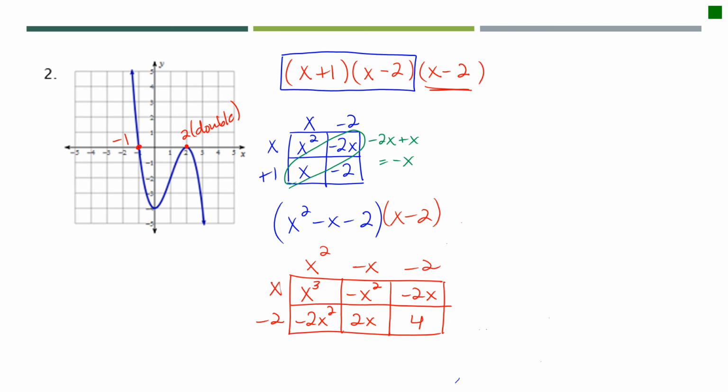Now I have some like terms. I'd have negative 2x squared minus x squared for a total of negative 3x squared. And then I also have 2x plus negative 2x. That actually cancels itself out. So those end up not being part of our final answer. So here's what we've got. x cubed. The green part is my next term, which is negative 3x squared. The blue part canceled itself out, so all I have left is plus 4.